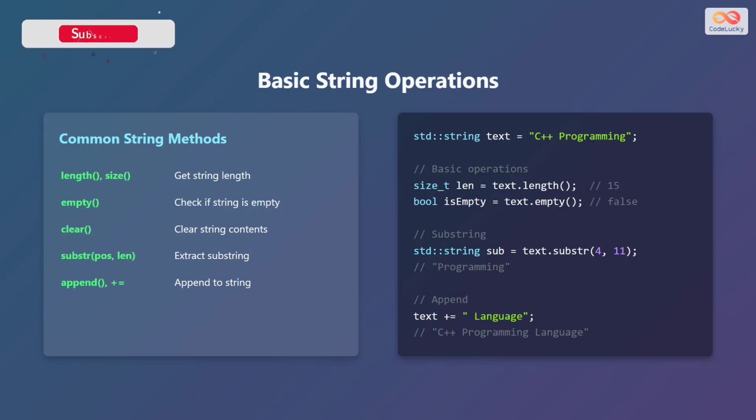We extract a substring from the 4th position with a length of 11 using the substr method and store it in the sub variable, which will be "programming". Finally, we append " language" to the text string using the += operator, resulting in "C++ programming language".